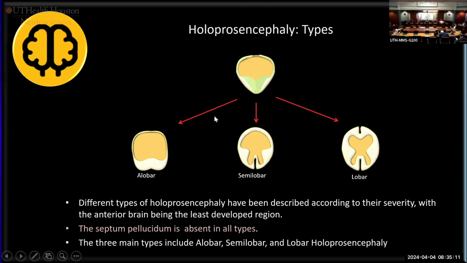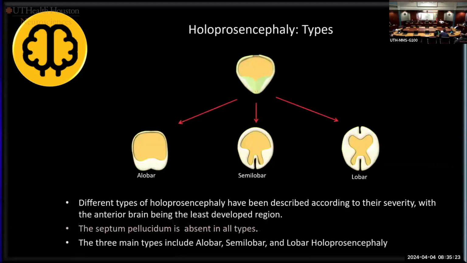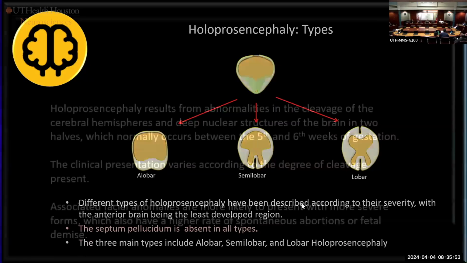There was a beautiful paper written like 35 years ago that says that the face follows the brain. So the worse the cleavage defect in the brain, the more likely you're going to have facial anomalies. So if you see a patient that has extreme hypotelorism like cyclopia, or the nose is really not split in two, all of these defects follow extreme brain cleavage defects. So you have to remember that. Lobar defects really do not have a lot of facial defects. So they kind of go together. But these are the three main ones.